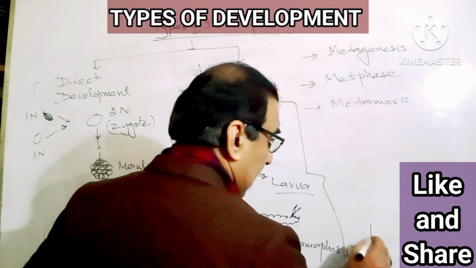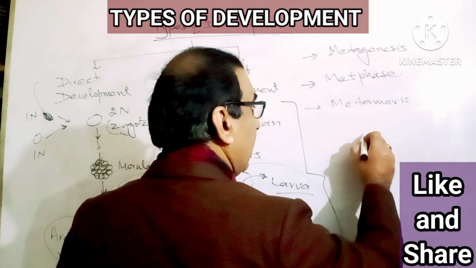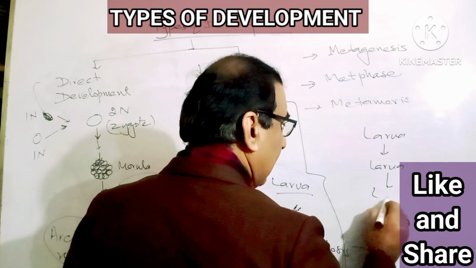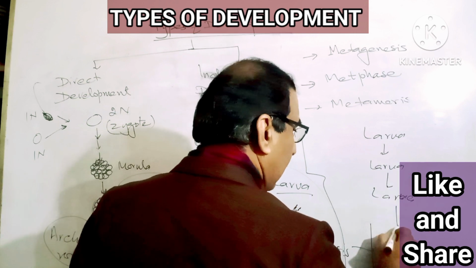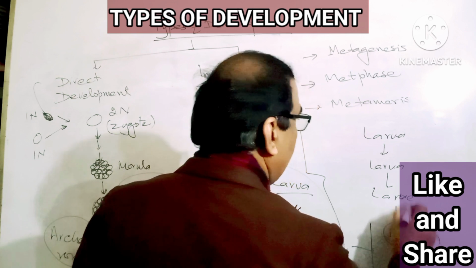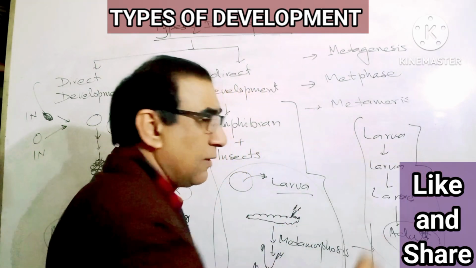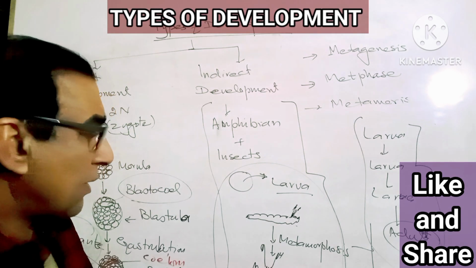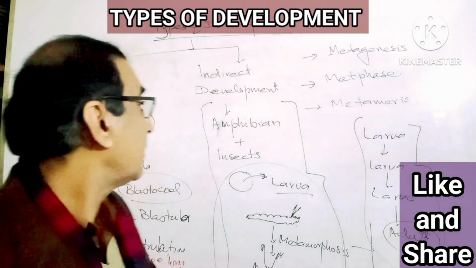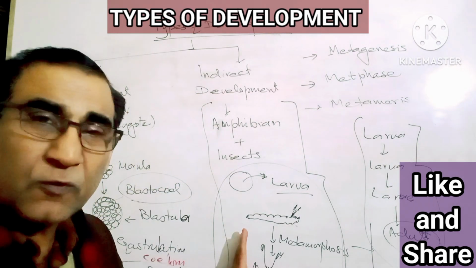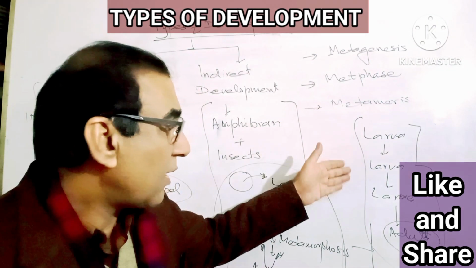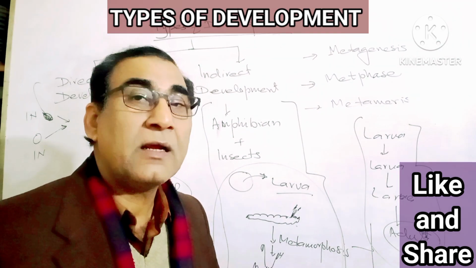In some cases, a larva is formed, and then another larva is formed, and then another larva is formed, and then the adult is formed. This type of metamorphosis is known as what? Incomplete metamorphosis. The former is complete metamorphosis, in which the larva is transformed into an adult. That's all. Larva and then larva and then larva and then adult, that is known as incomplete metamorphosis.